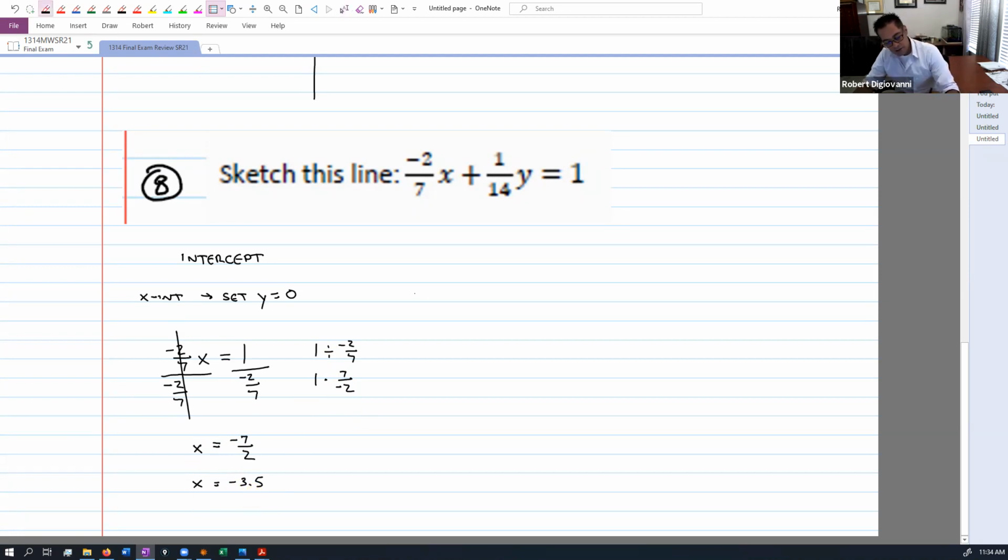Now to get the y-intercept, I'm going to set x to 0. And if I do that, I get 1/14 y equals 1. And I think the easiest way to solve this for y is just multiply both sides by 14. So if I multiply left by 14 and the right by 14, the 14s here cancel, you're left with y equals 14.